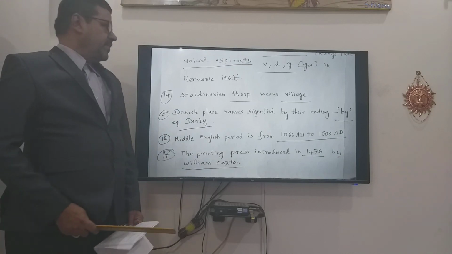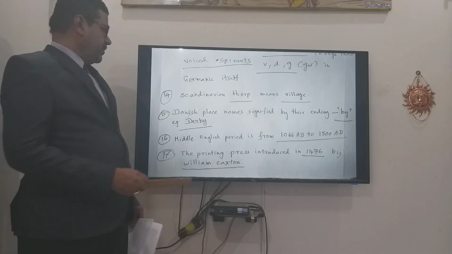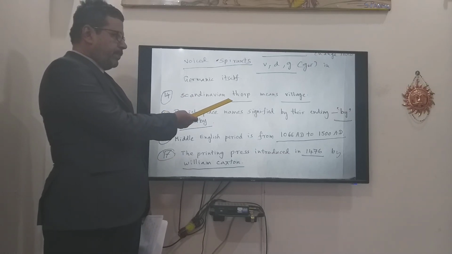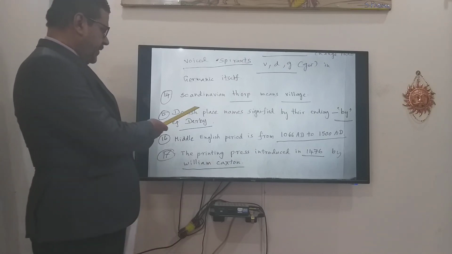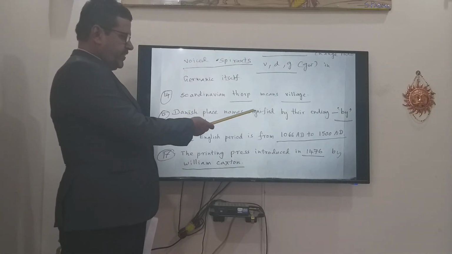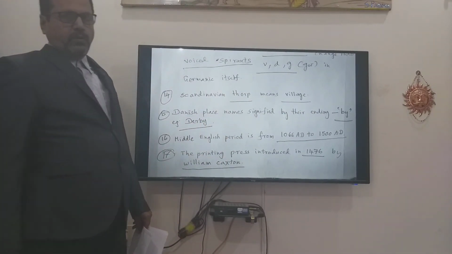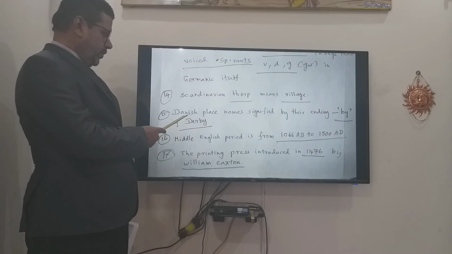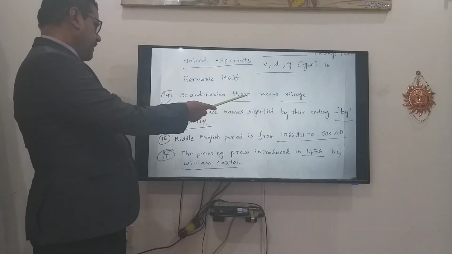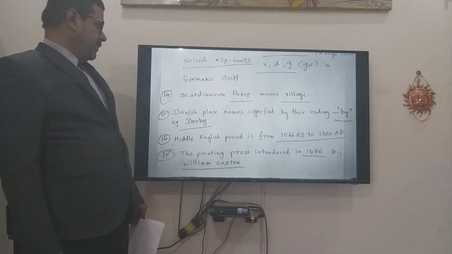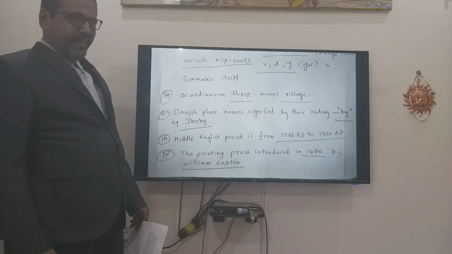Let us see some important contributions from other languages into English. Scandinavian, thorp means village. Next, Danish place names signified by the ending -by. For example, if you have the chance to visit England, you can visit Derby. This -by refers to the Danish word for a place. That -by came from Denmark, the Danish language.